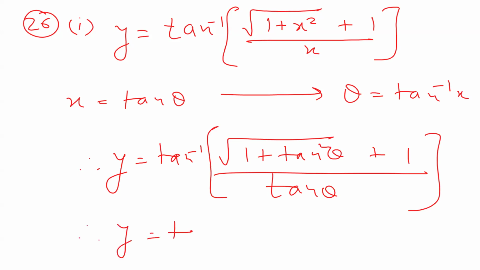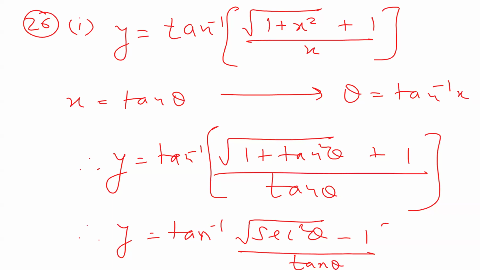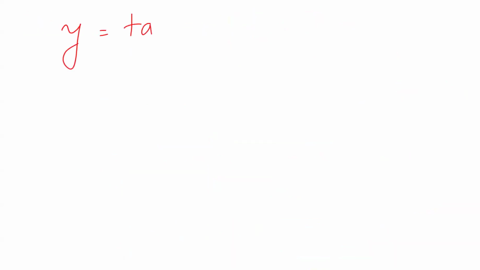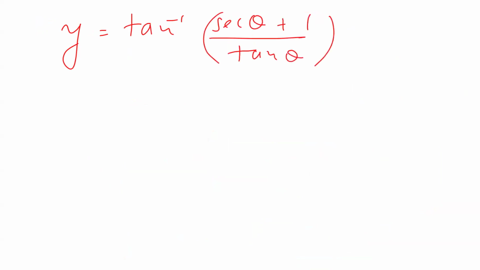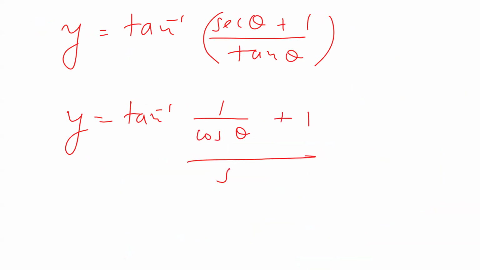Therefore, y is equal to tan inverse of sec square theta, take a root above it, upon tan theta plus 1 upon tan theta. Okay, so this will eventually be y is equal to tan inverse of sec theta plus 1 upon tan theta. Now convert everything into sine and cos. Y is equal to tan inverse of 1 upon cos theta plus 1 upon sin theta upon cos theta.